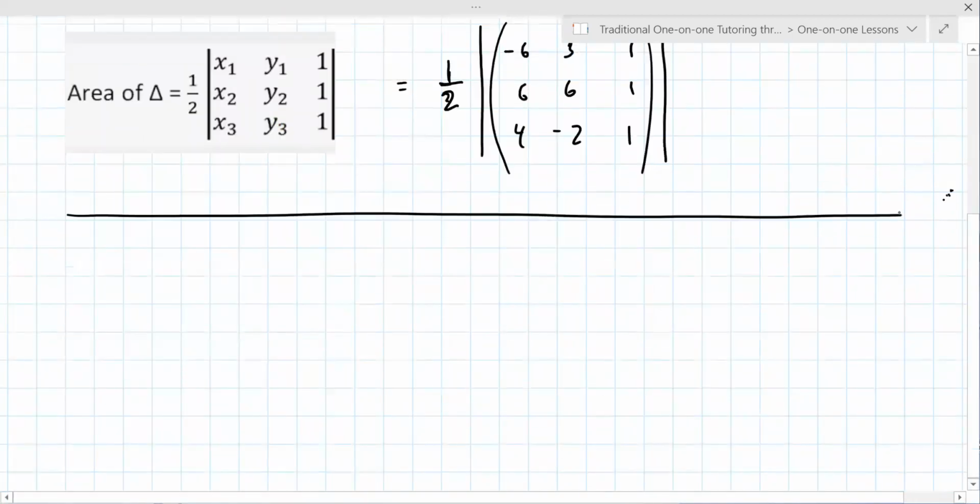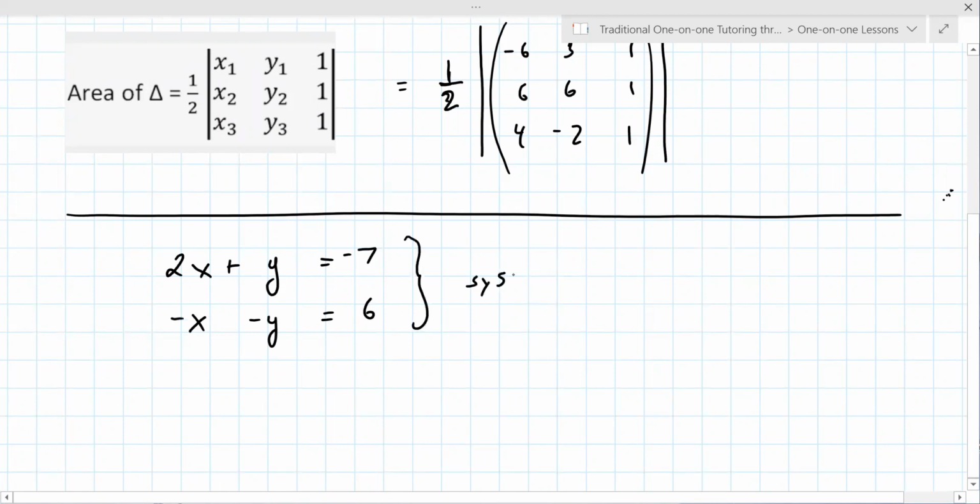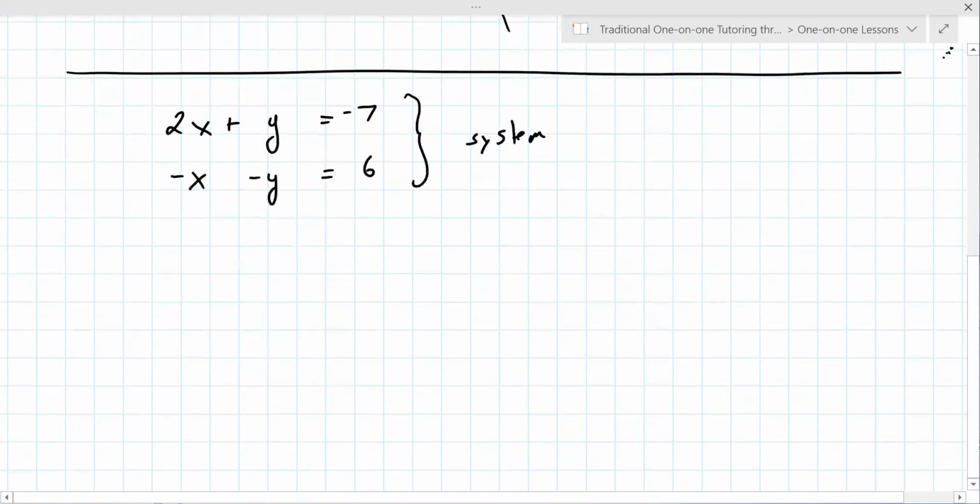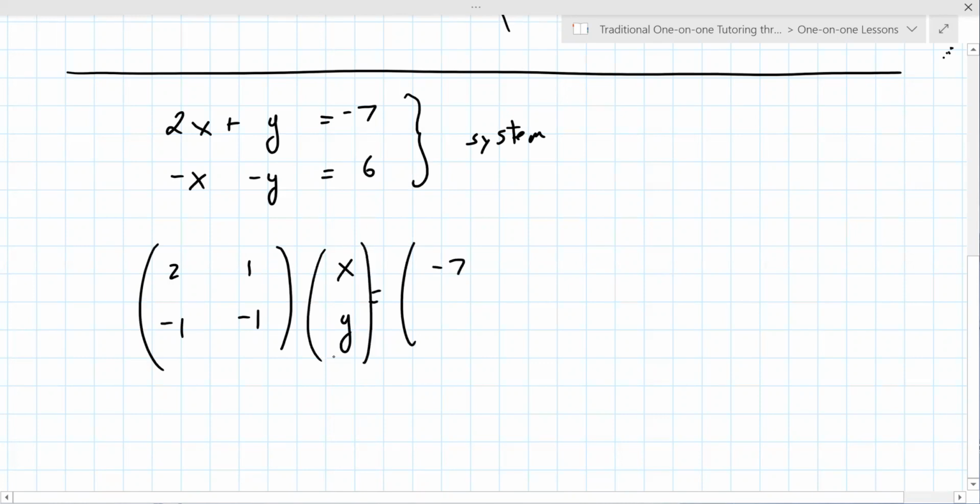All right, so very simplistic system here: 2x + y = -7, -x - y = 6. This system has a very simple solution, but we can talk about how you might use matrices to solve it. Let me know when you're ready to get up to here. I'm ready. Okay. So one path here is you write the coefficient matrix for x and y, and then you write the right-hand side here.